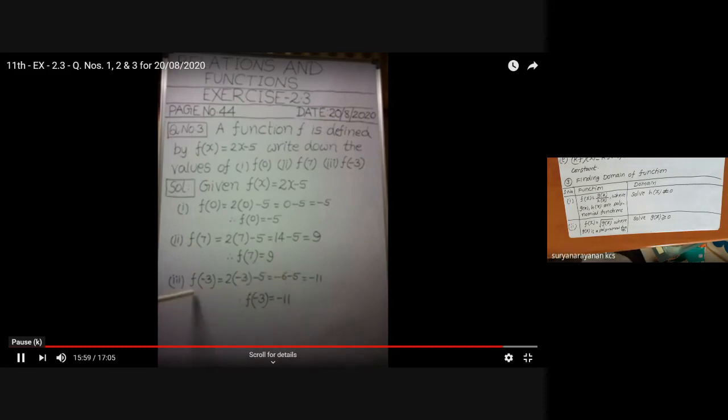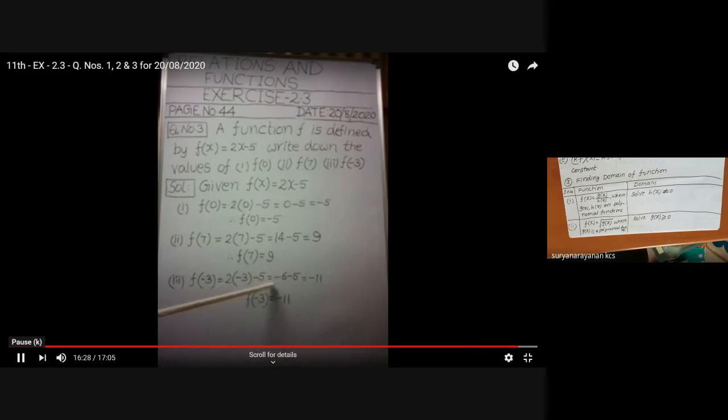Now come to the third part. Third part, f of minus 3. We have to find the value of f of minus 3. We follow the same procedure as we followed in the case of first and second part. We substitute x is equal to minus 3 in this function. We replace x by minus 3. So 2 into minus 3 minus 5. Just we substituted x is equal to minus 3. Understood this step, my dear children?